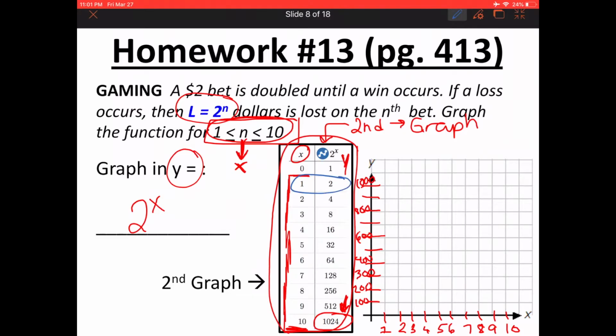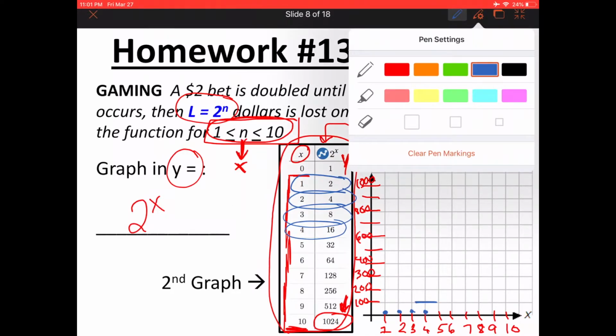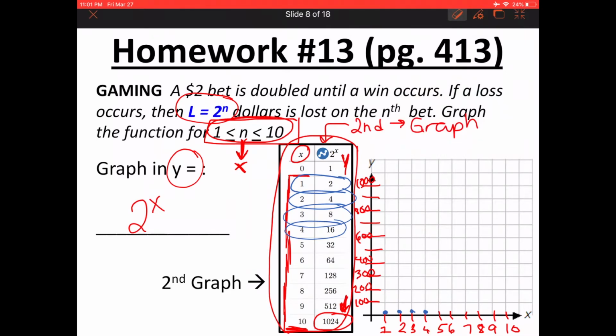So let's graph my first point, 1, 2, so it's going to be way down here. Now I'm going to go to my second point, 2, 4, still way down there. 3, 8, there we go, 4, 16. We're still all the way down here because my first line represents 100, so 16 is still nowhere near 100. Then my next point, which is 5, 32. I'm still way below that 100 mark. 6, 64. Okay, now I'm creeping closer. 7, 128. Now I finally crossed that 100 mark.